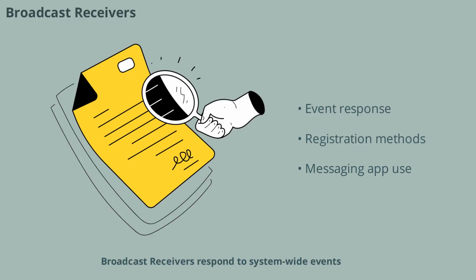Broadcast receivers respond to system-wide events, such as network changes or low battery. They can be registered in code or manifest, and are useful for tasks like reacting to connectivity changes in messaging apps. Understanding their role is vital for event-driven development.